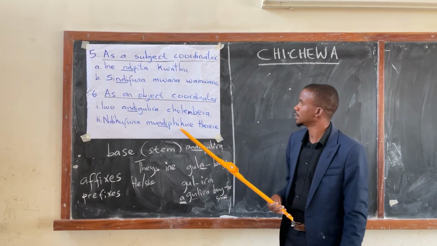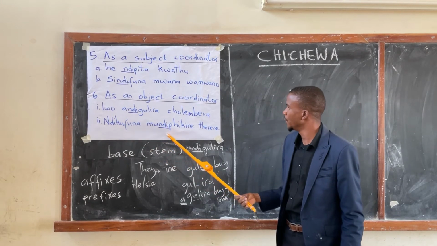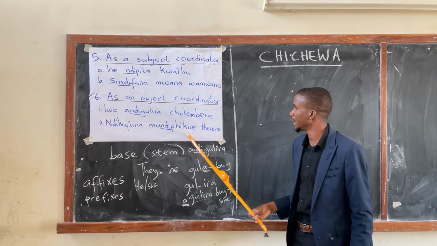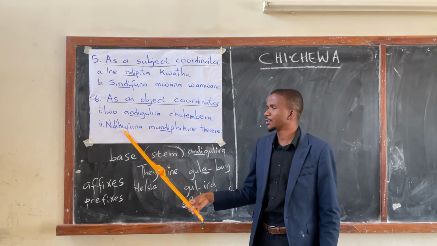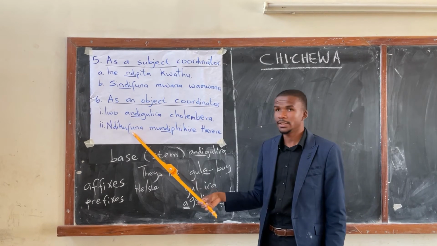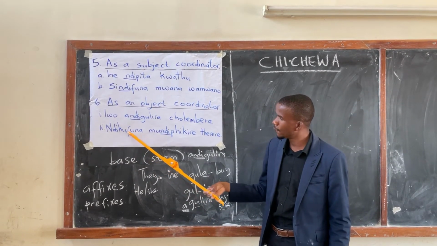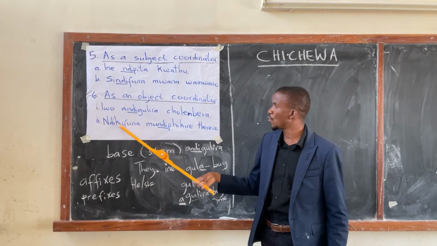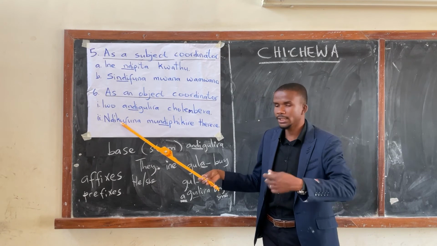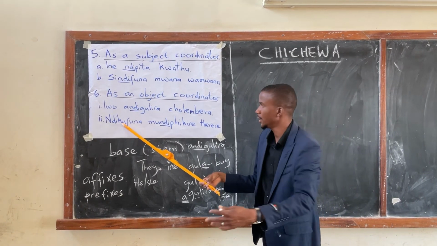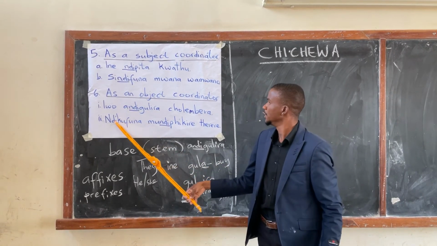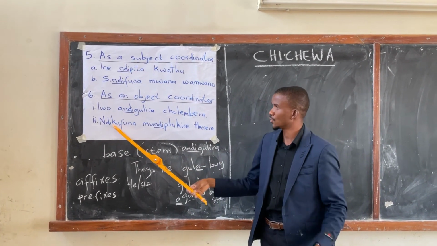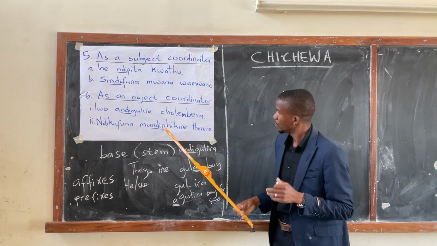The last sentence. Ndikufuna mundipikire telele. Ndikufuna means I want. So you can see there's funa, which is want. Then ku, showing that the action of wanting is being done presently and it's continuing. Ndi, the subject coordinator, ndi, that we have already looked at. So I want you.